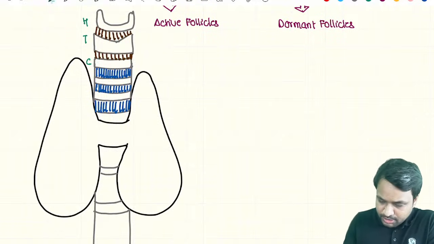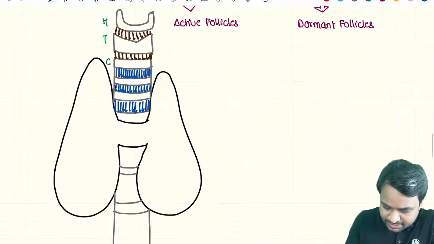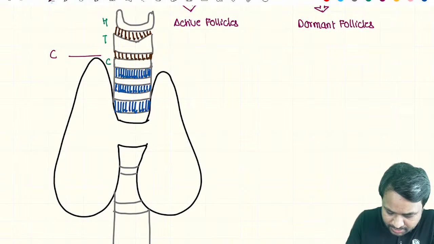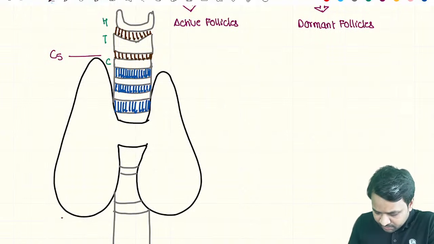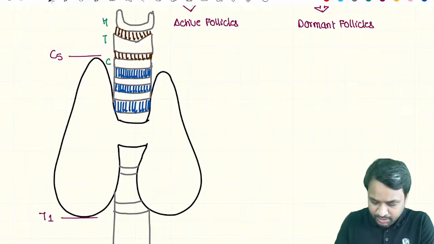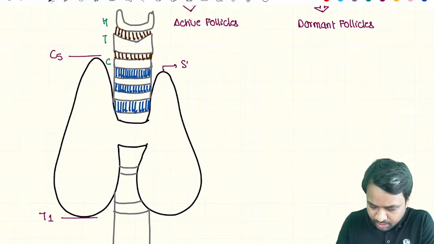Now the question is, first, what is the extent of the thyroid gland? Now the superior pole of the thyroid gland starts all the way from the 5th cervical vertebra to the T1 level. So C5 to T1 is the normal extent of the thyroid gland. This is what we call the superior pole.